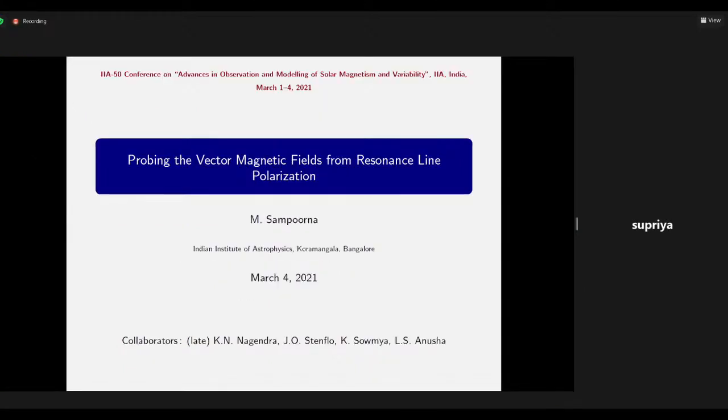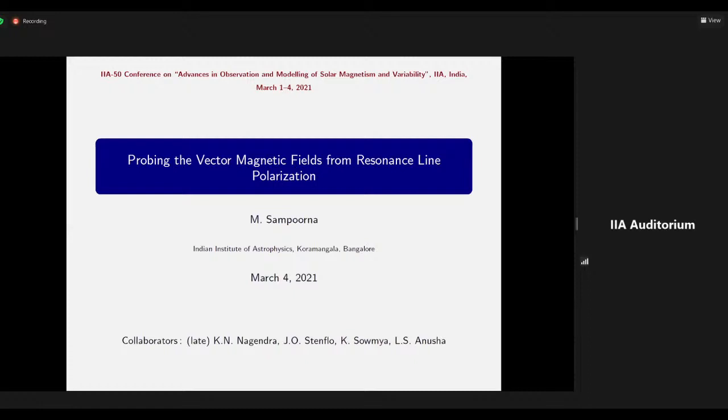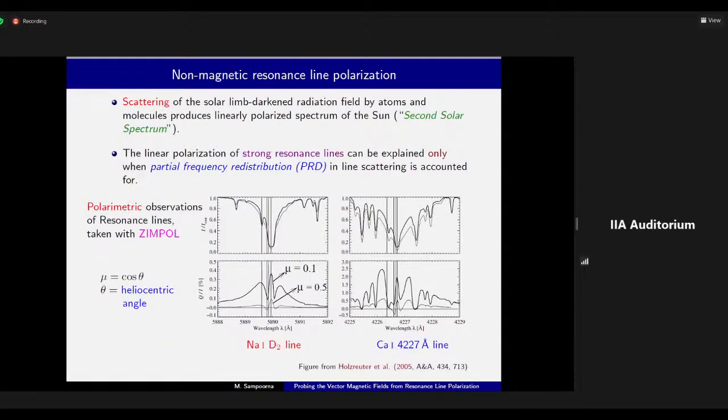Okay. So good evening. Today I will be presenting our work connected to probing the vector magnetic fields from resonance line polarization. Scattering of the solar limb darkened radiation field by atoms and molecules produces the linearly polarized spectrum of the sun, the so-called second solar spectrum. There are several strong resonance lines in this spectrum that can be explained only when partial frequency redistribution, PRD in line scattering, is accounted for.